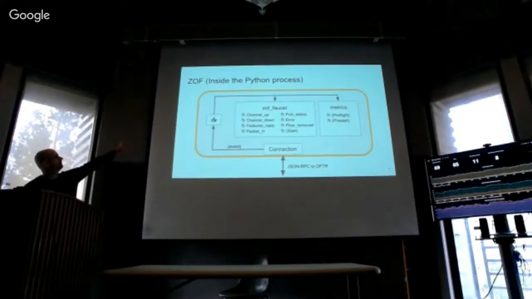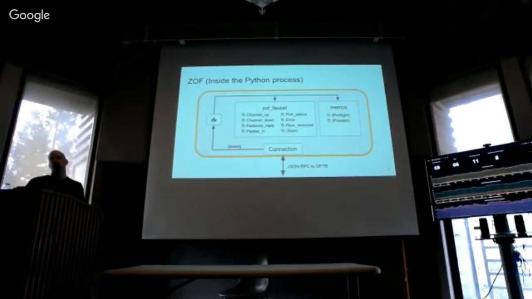So here are these: channel up, channel down, features reply, packet in, port status, error, flow remove. Something about channel up and channel down. In addition to all the OpenFlow messages, these are the three synthetic messages that I produce. So channel up says, this is a new data path that is connected. And it has a data path ID, and we know what its ports are.